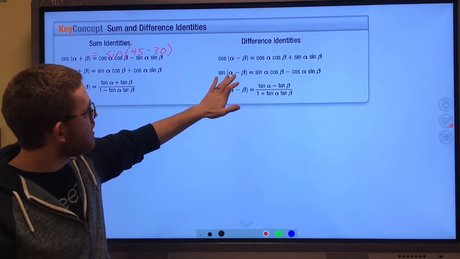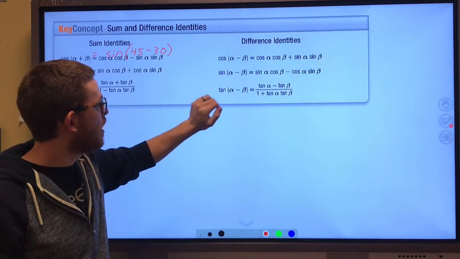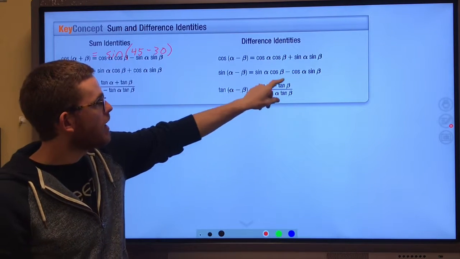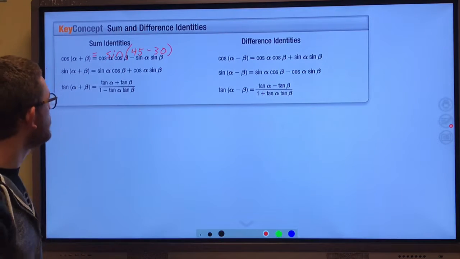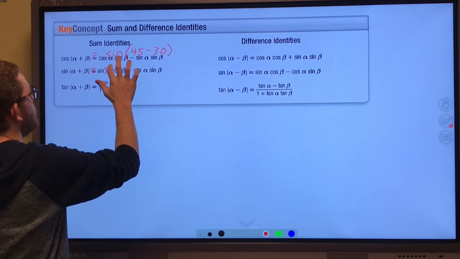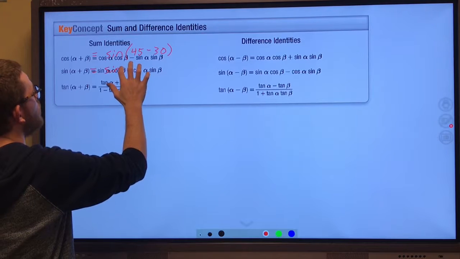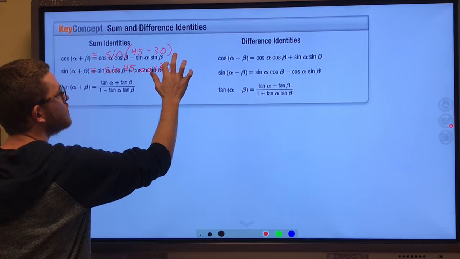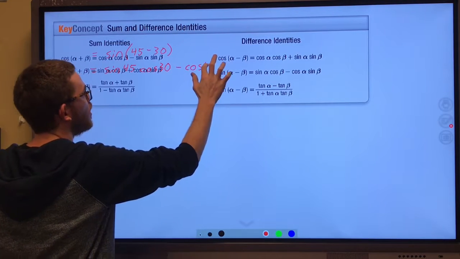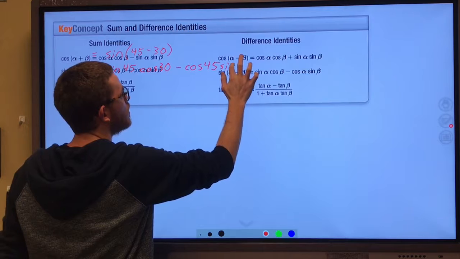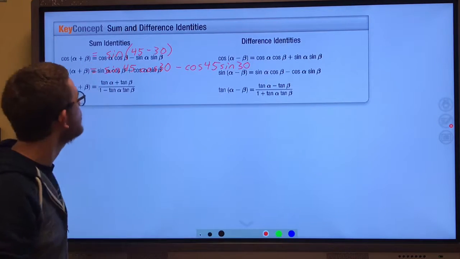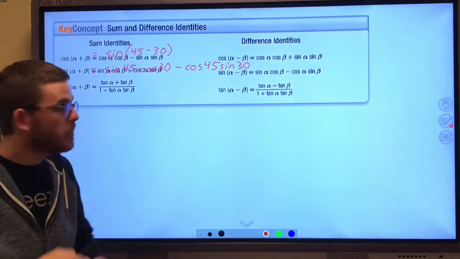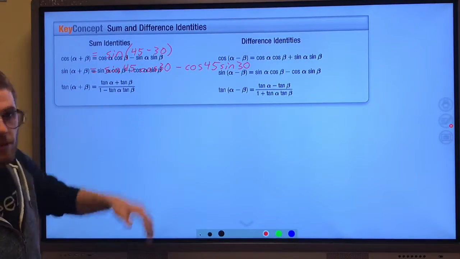Sine of alpha minus beta, some value minus some value, sine of A times cosine of B minus cosine of A times sine of B. So this is essentially sine of 45 cosine of 30 minus cosine of 45 sine of 30. Notice how 45 is my A value, 30 is my B value, my alpha, my beta. Just plugging those into my identity.